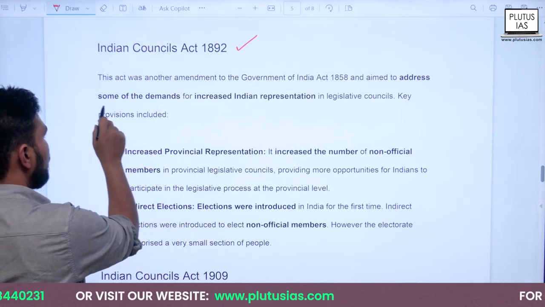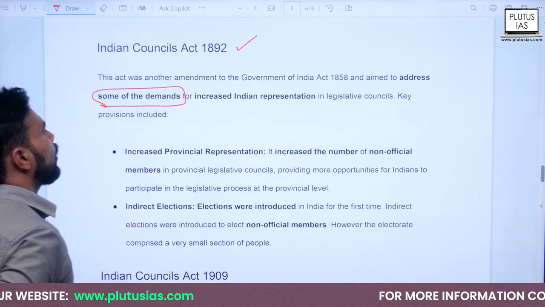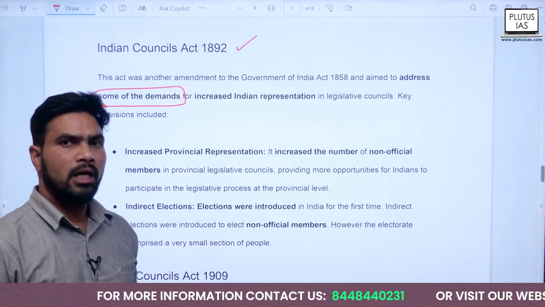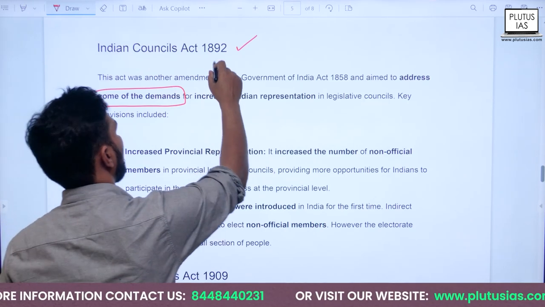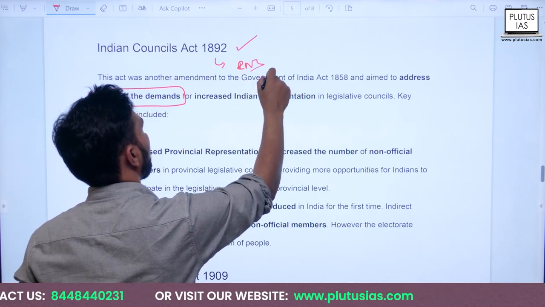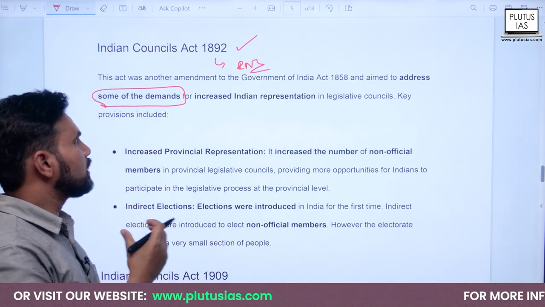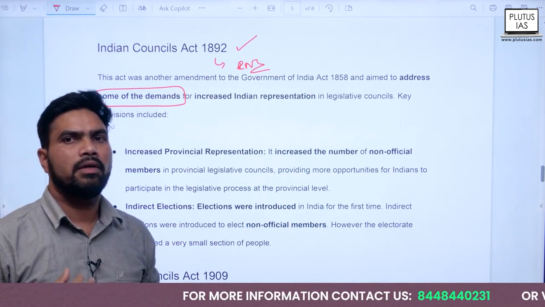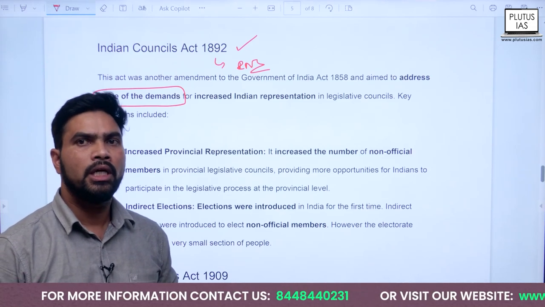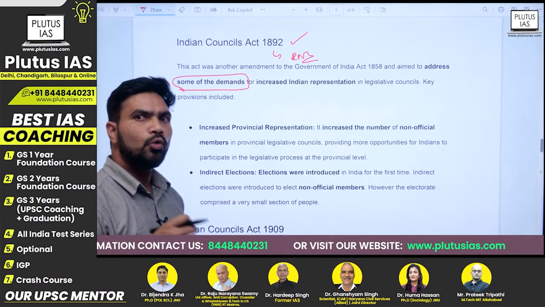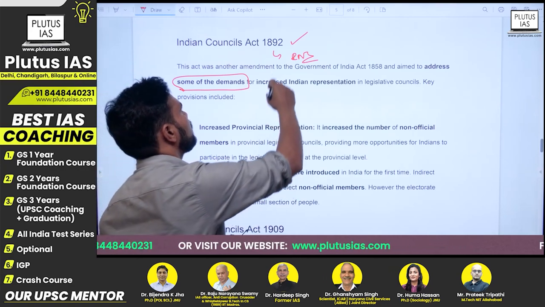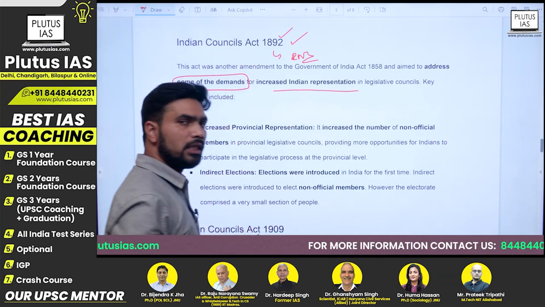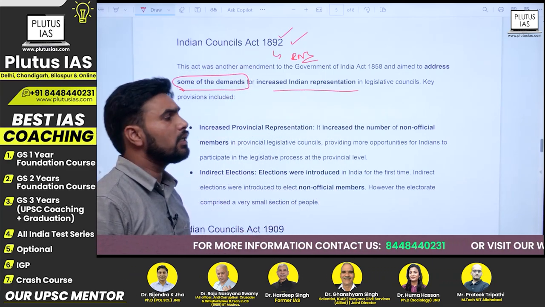This act has been basically brought to fulfill some of the demands of the Indians. As you all know, just before this act, the Indian National Congress had been formed. This is the moderate phase, and they started demanding some reforms in the administration, asking for including more and more Indians into the administration of the country. To fulfill those demands, this act has been brought in. It is basically to increase the Indian representation in the administration of the country.